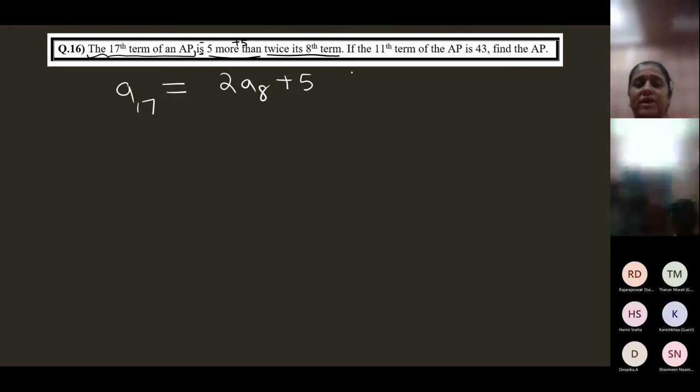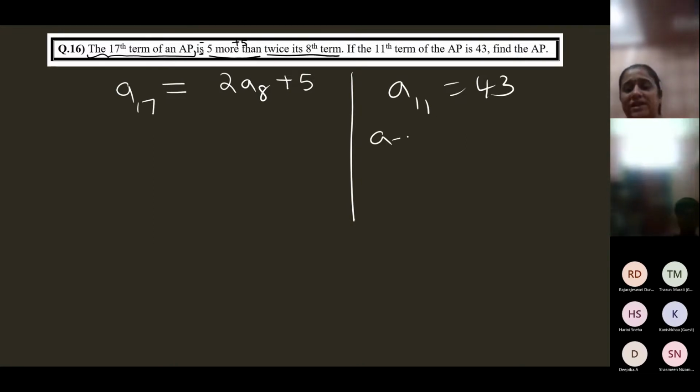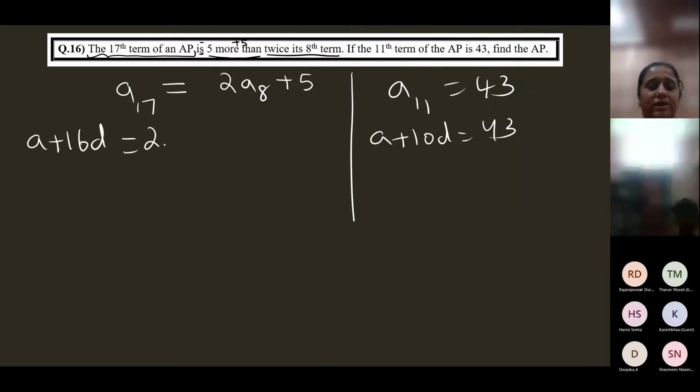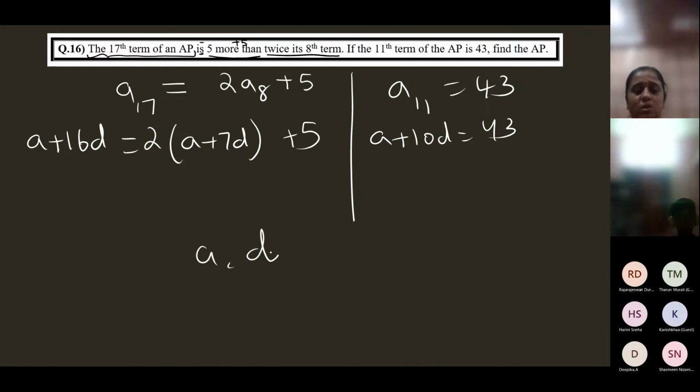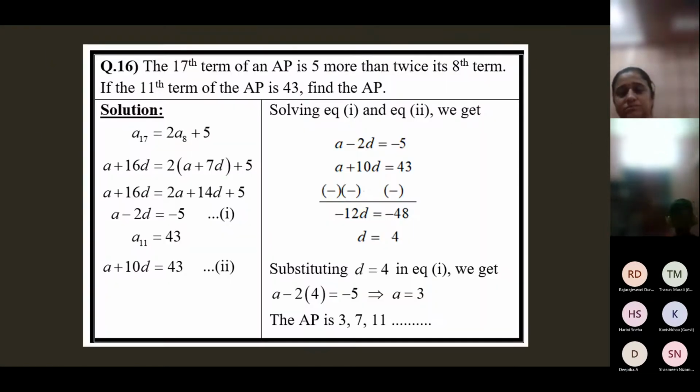If the 11th term of the AP, A11, is 43, that means A plus 10D is 43. So we got one equation from this. Now A17: A plus 16D is equal to 2 into A8, that is, A plus 7D, plus 5. So you will get another equation from this. Solve these two equations and find the values of A and D. Once you know A and D, you can find the AP.